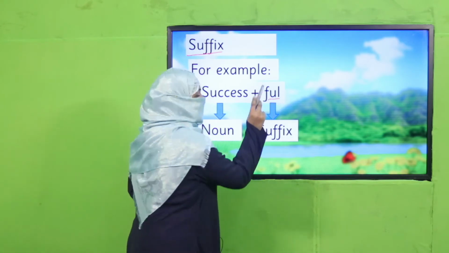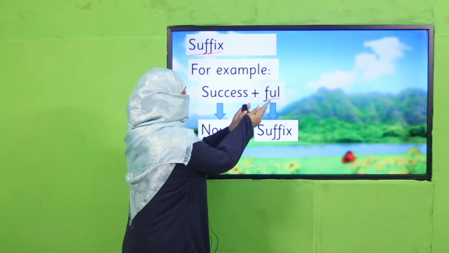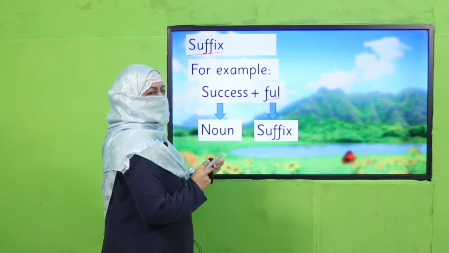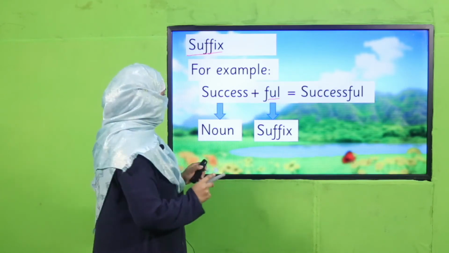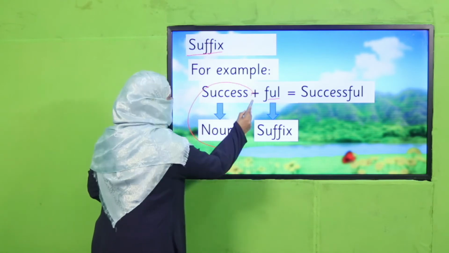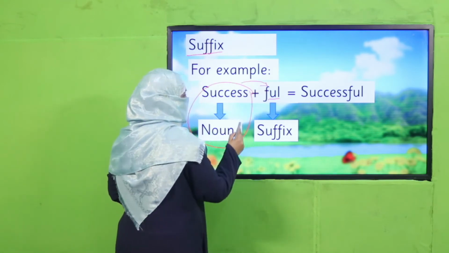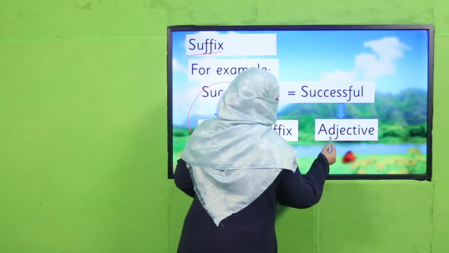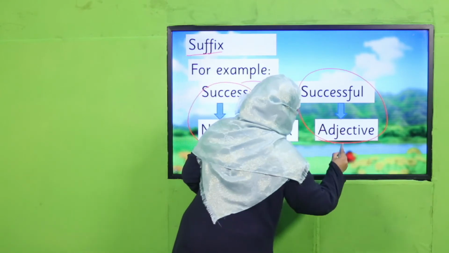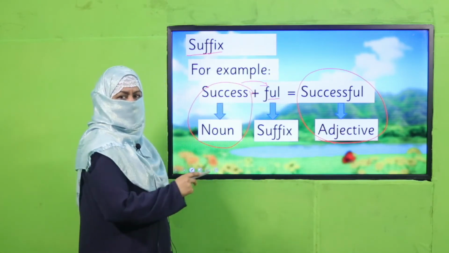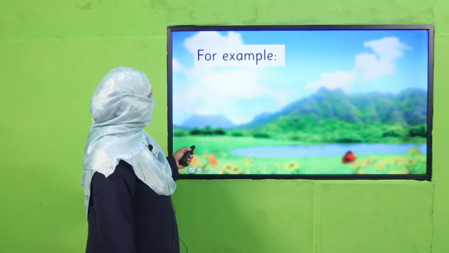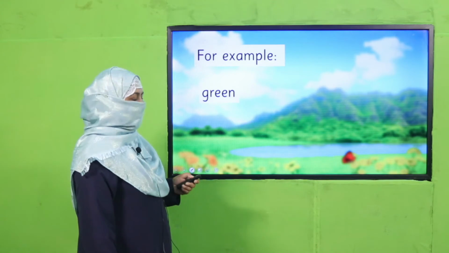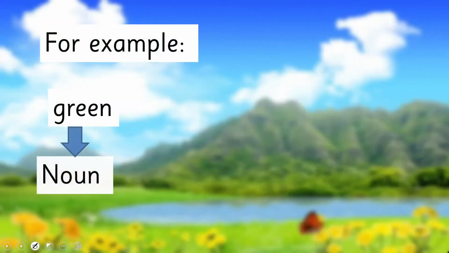You know, this full itself is nothing. But I'm just going to add this group of letters to this word and I get a new word that is successful. Success is a noun. I have added a suffix to it and I got a new word which is an adjective. Success, successful, right?